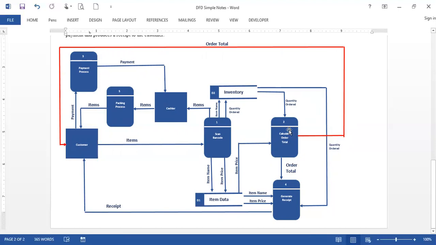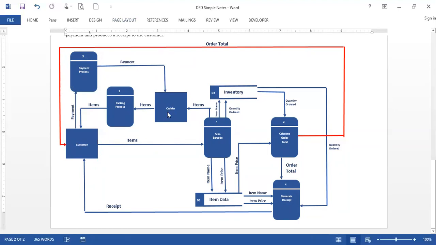So from the order total process, the order total is produced and it is being sent to the customer. So the customer receives the order total, and then after the customer receives the order total, payment is given through the payment process, and then eventually reaches the cashier. So the cashier receives the payment. All right.